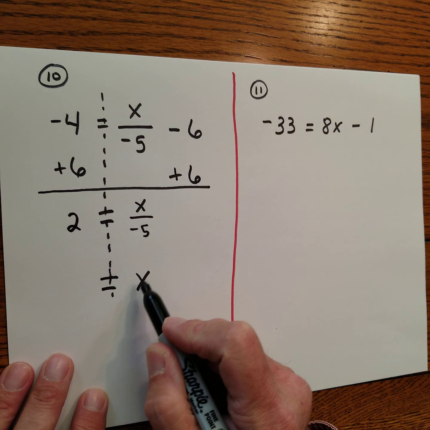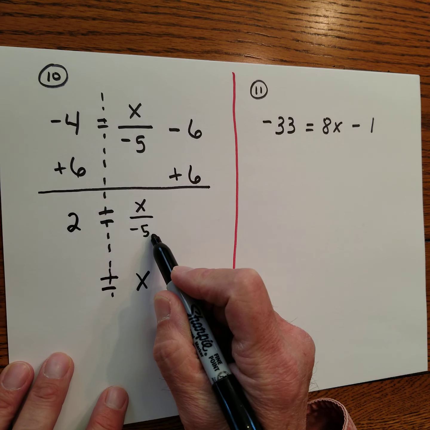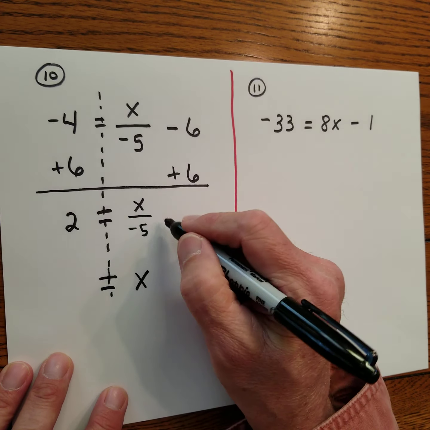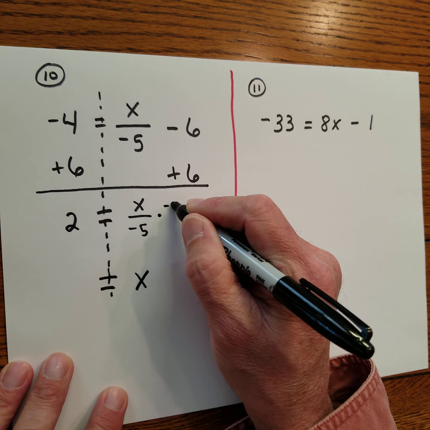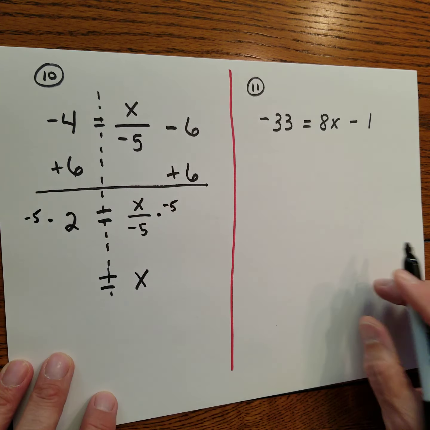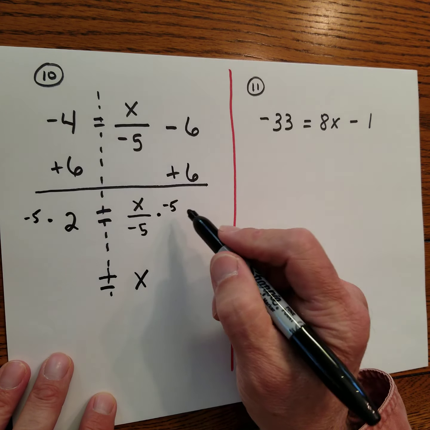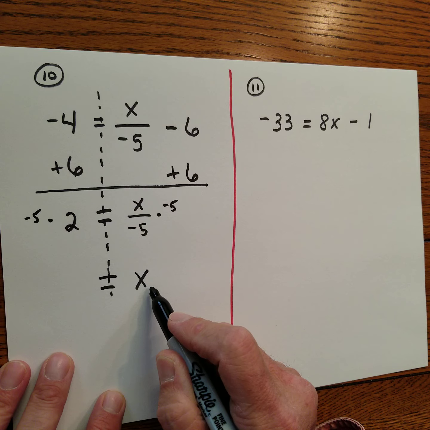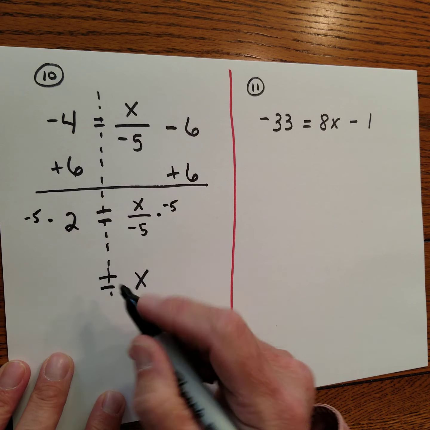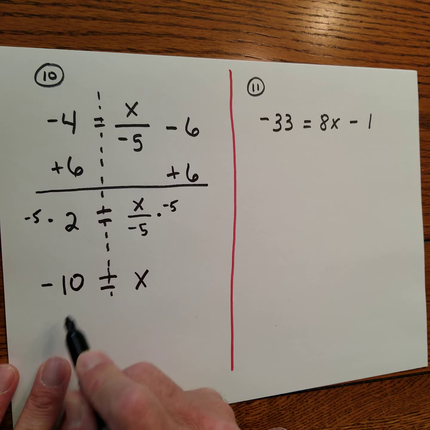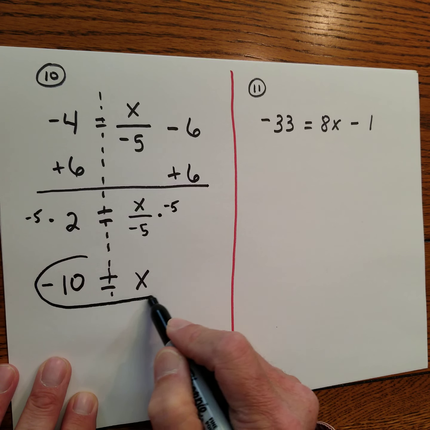Now to get x by itself, this negative 5 must leave. The x and the negative 5 are being divided. The inverse of division, multiplication. I'll multiply both sides by negative 5. Negative 5 divided by negative 5 is 1 times x. That goes there. Negative 5 times 2. 5 times 2 is 10. And when you multiply with one negative, your answer is negative.